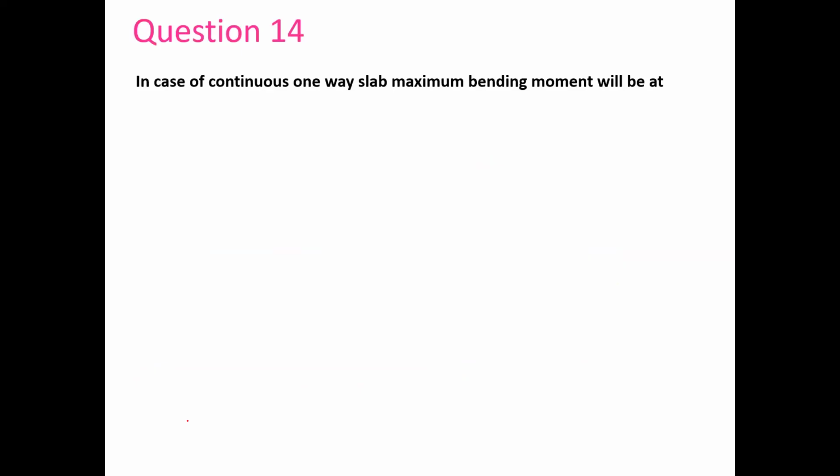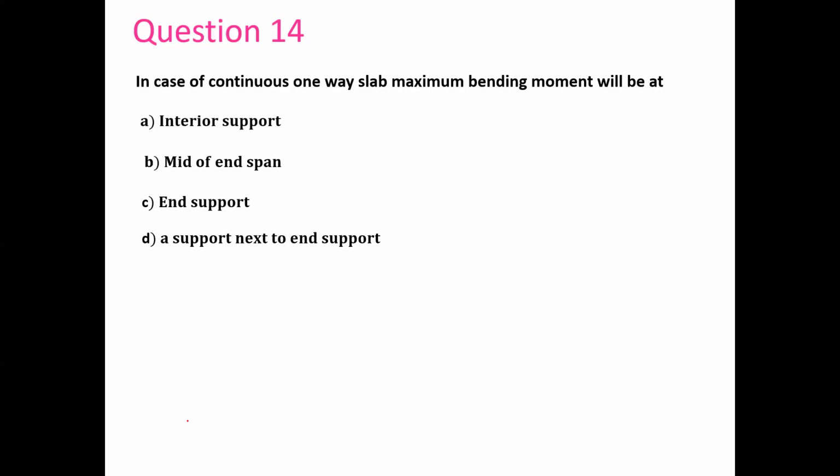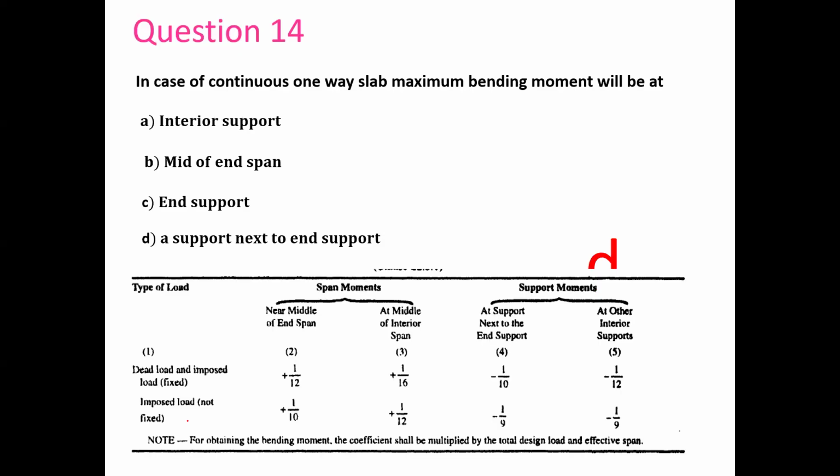Then we have: in case of continuous one-way slab, maximum bending moment will be at. The options include a support next to the end support. Where do we get the answer from? This is the span moment, and we are not interested in span moment. Oh, sorry, we have to consider span also and support also. So we have a diagram in this fashion.